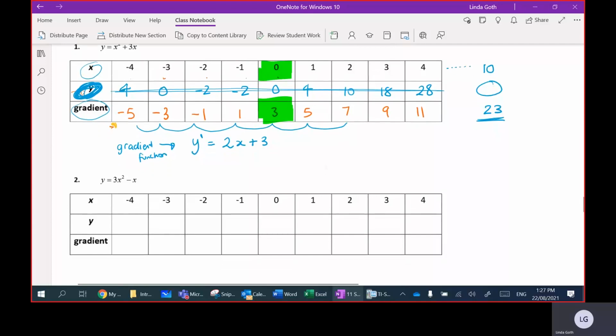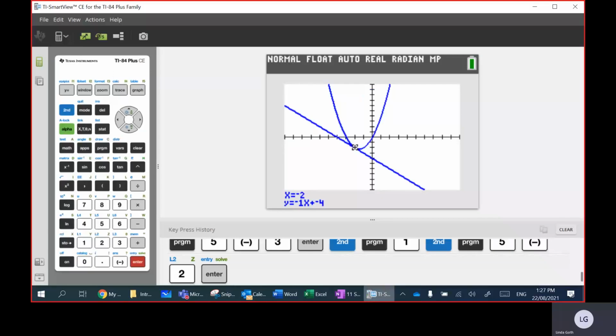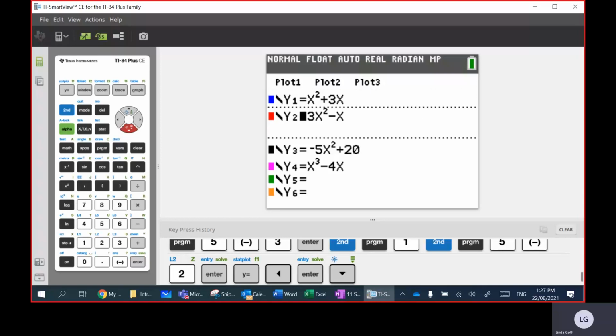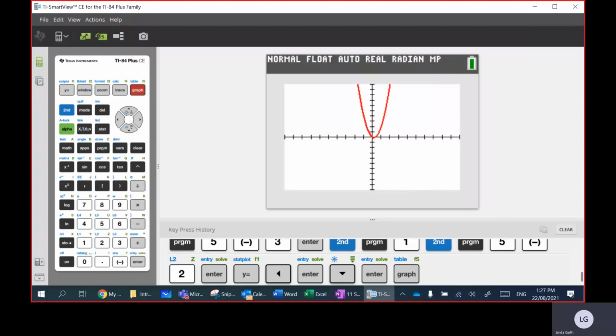For question number 2, we've got a different parabola. We've got y equals 3x squared minus x. So let's go to our graphics calculator and let's do that one. I'm just going to turn that first one off, and put my equal sign on that: 3x squared minus x. I'm going to graph it up and see what it looks like. And I'm going to do the whole process again.